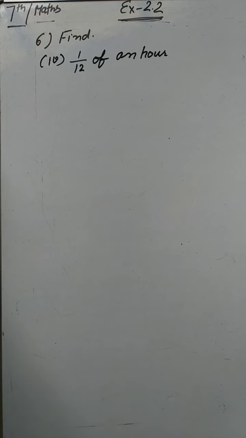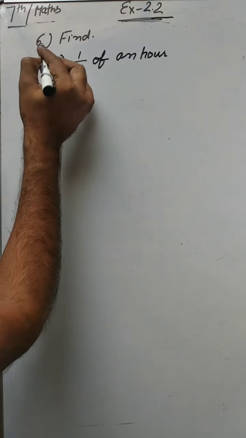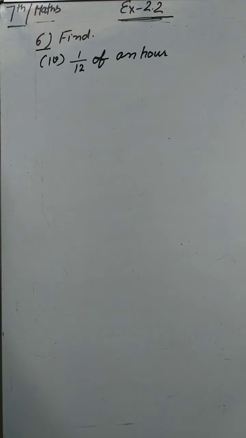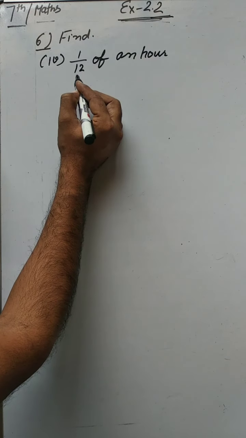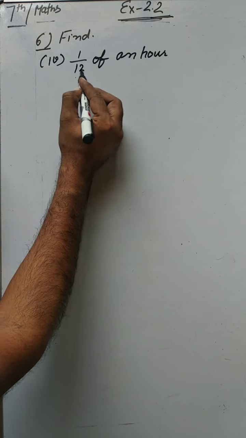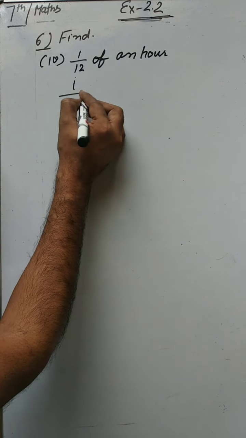Beta, today we will continue exercise 2.2 from question 6. Because I have already explained multiplication of fractions up to question 5 of exercise 2.2 in a previous video. Now question 6 part 4, beta, you have to find 1/12 of an hour.